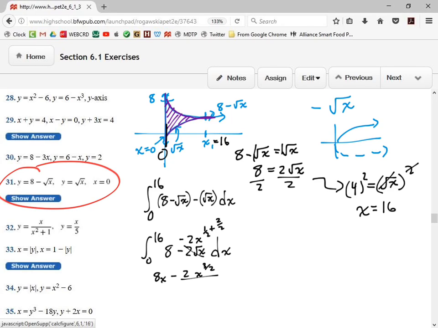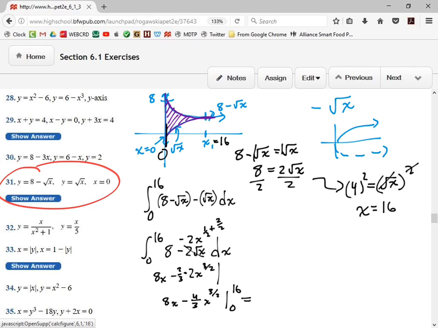And then I have to divide by 3 over 2. Now, if you divide by 3 over 2, that's the same as multiplying by 2 over 3. So we do the reciprocal. So I'm going to go times 2 right there and put my 3 on the bottom. Let's put the 2 a little closer, and we'll multiply this by 2 over 3, because that's the same as dividing by 3 over 2. And then when I simplify that a little bit, I get 8x minus 4 over 3x raised to the 3 over 2. And then I have to plug in 0, and I have to plug in 16.